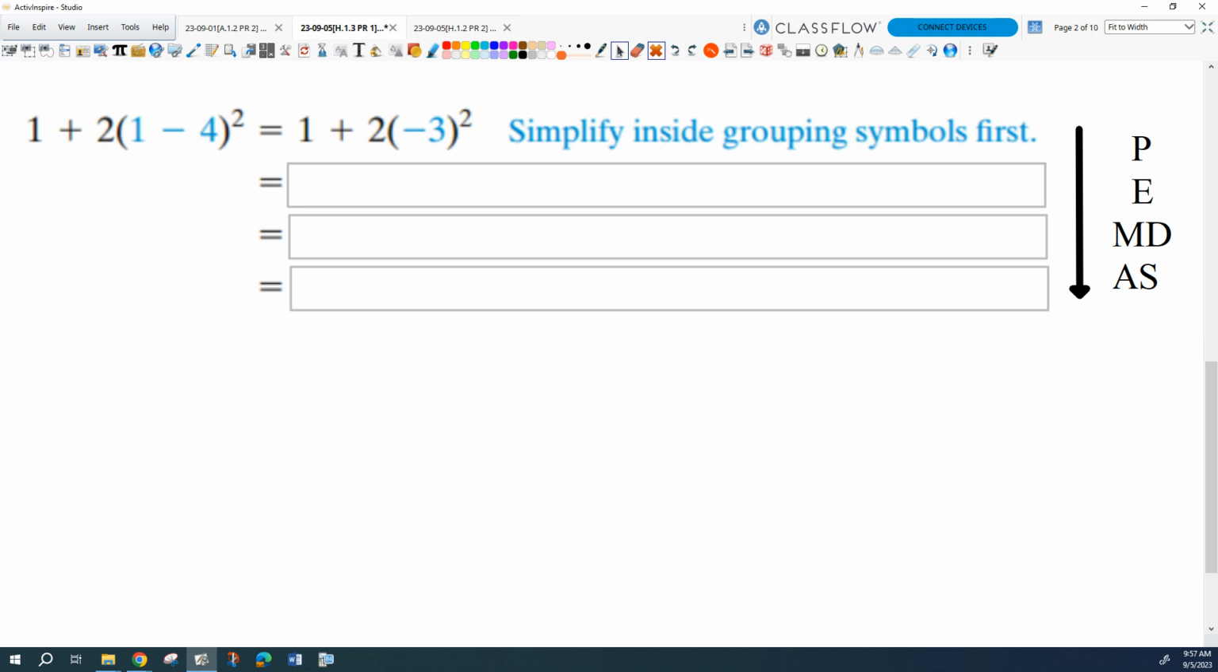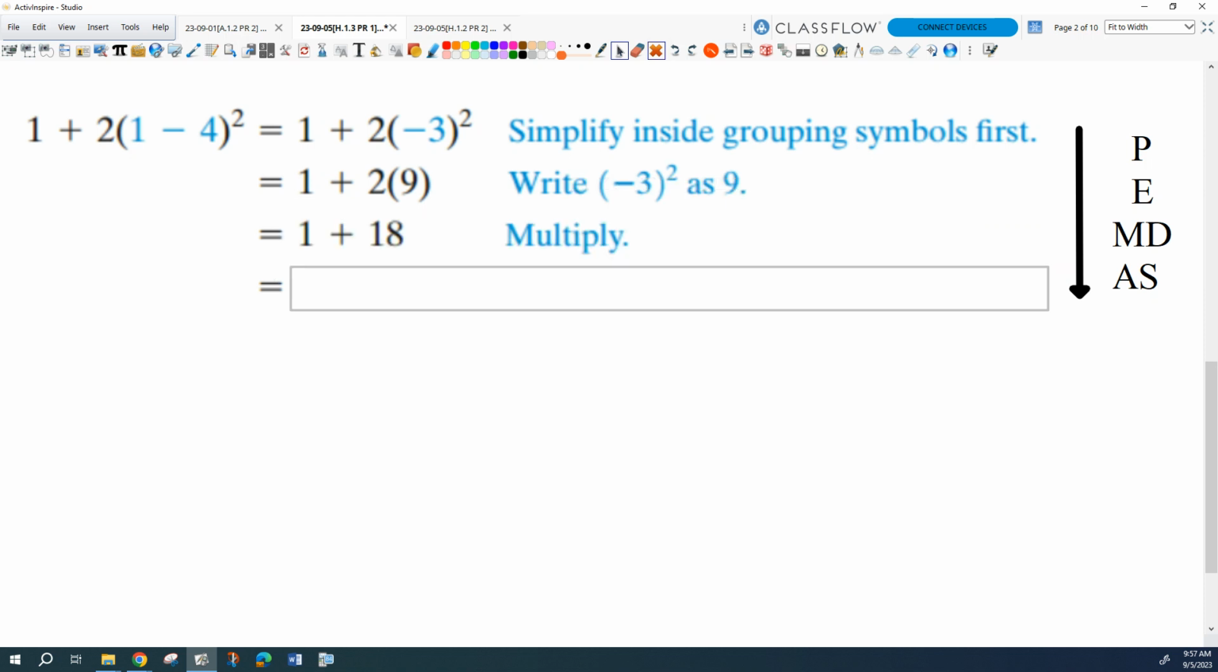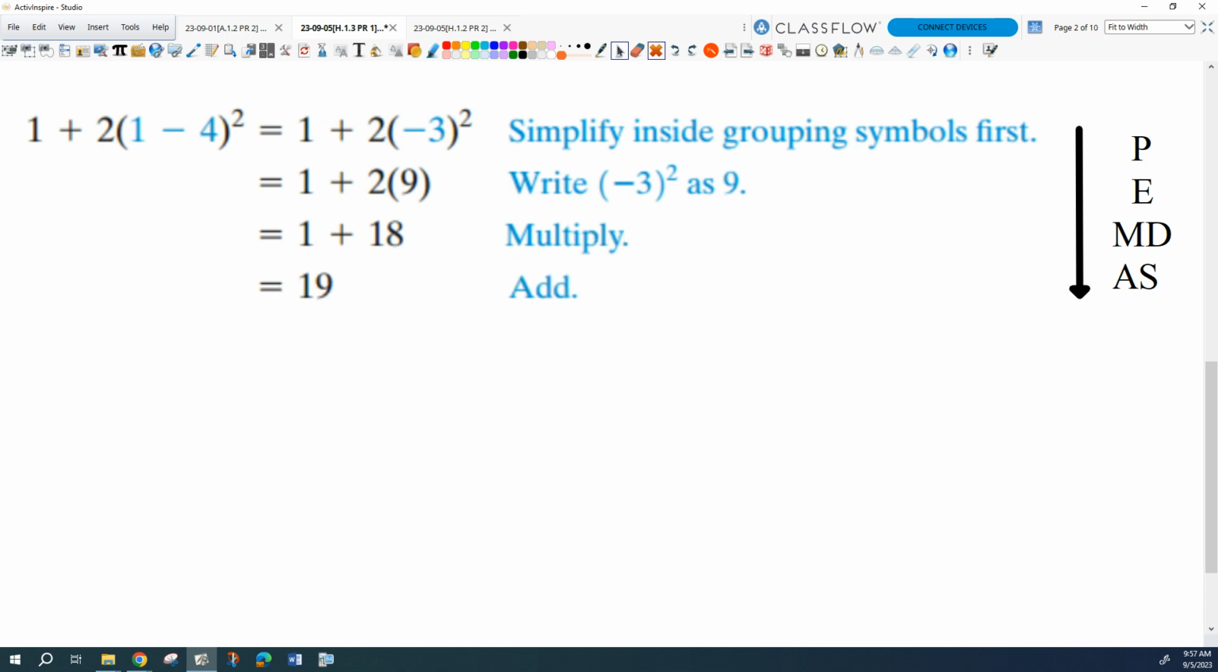Exponent, good. So I've got a negative 3 squared. What's that equal to? 9. Okay, so I'm going to replace the negative 3 squared with a 9. What's next? Multiply. 2 times 9 is 18. And then finally, add. 1 plus 18 is 19.